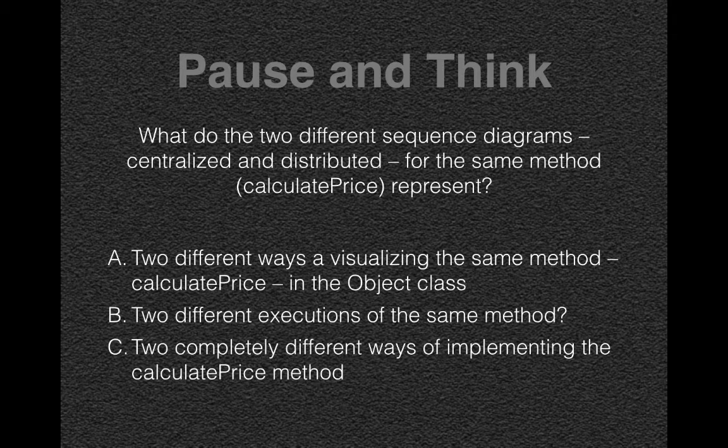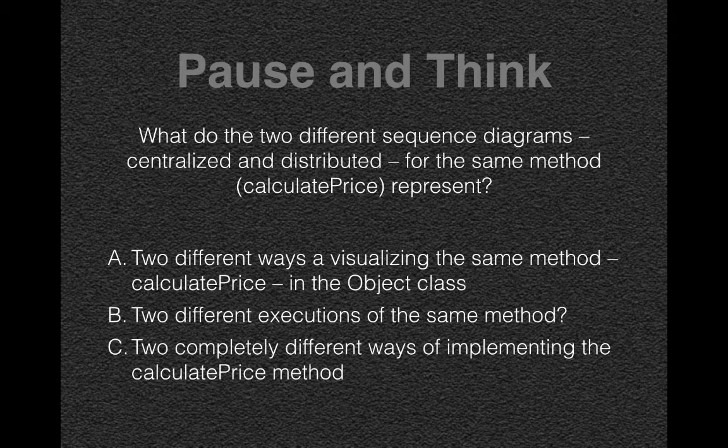Ready? And the answer is C. These are two completely different ways of implementing the calculate price method. In the centralized implementation, the calculate price method is doing all the work. It's grabbing information from other objects and then doing the calculations on its own. In the distributed implementation, calculate price is delegating tasks to other objects, and it even goes so far as to give all of its information to the customer object so that the customer object can calculate the final price.